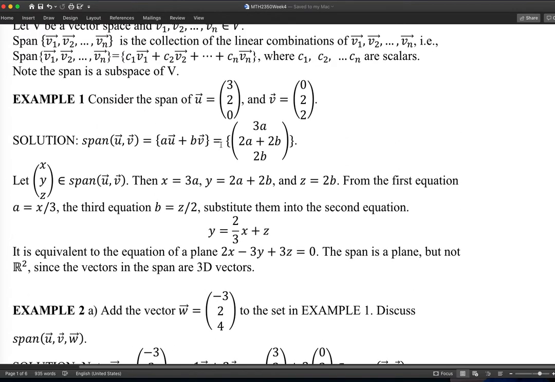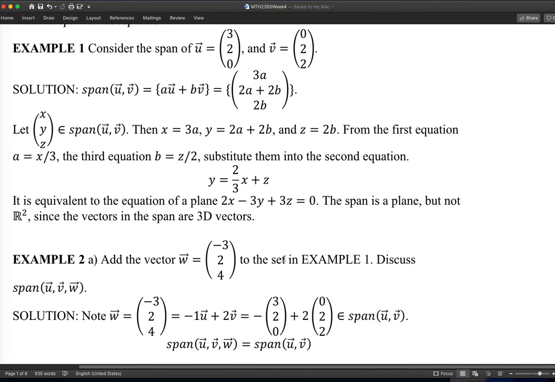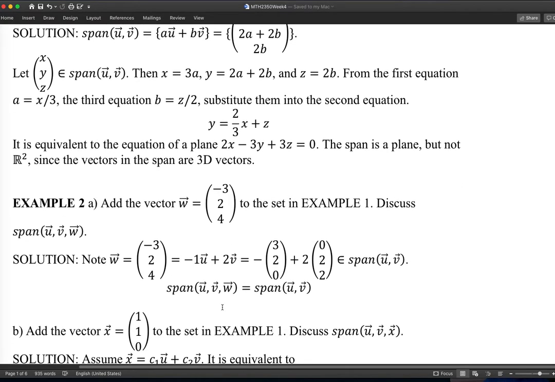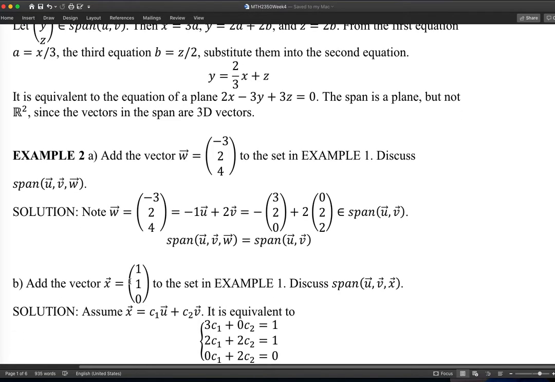Example 2, part A. The span of two vectors. Then we realize adding a vector to the group may not change the span at all, like in this case. And then, let's give it a try to see if we can add another vector, what would happen. So the other vector we are considering adding here is in this fashion, vector x.